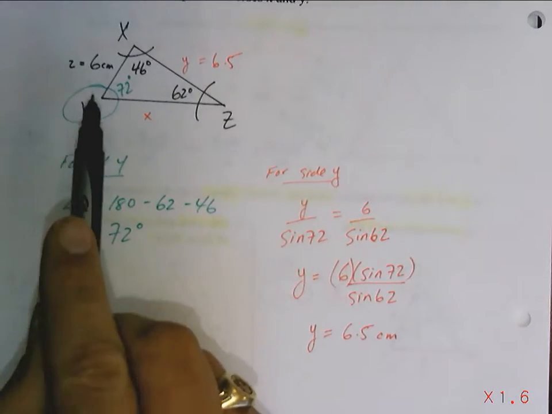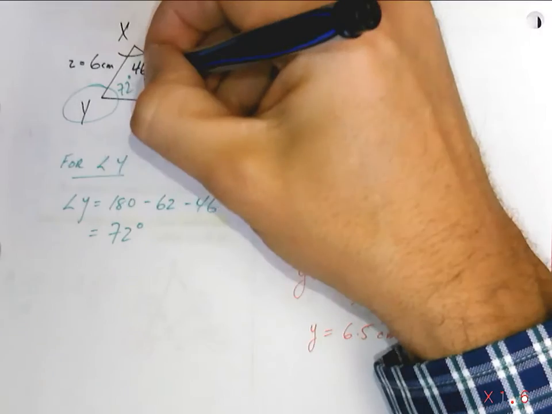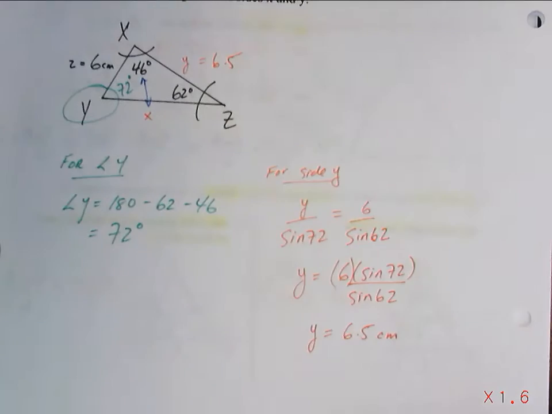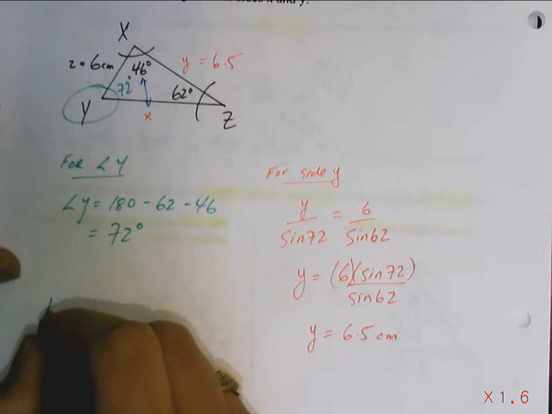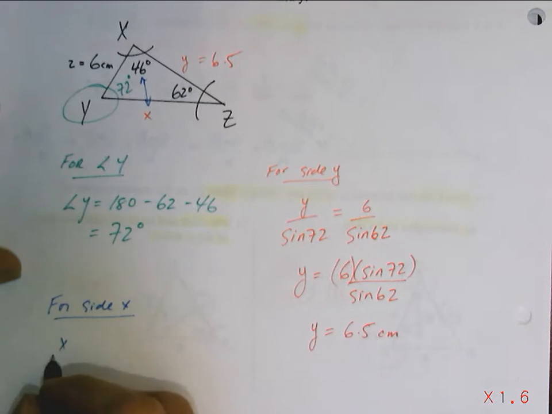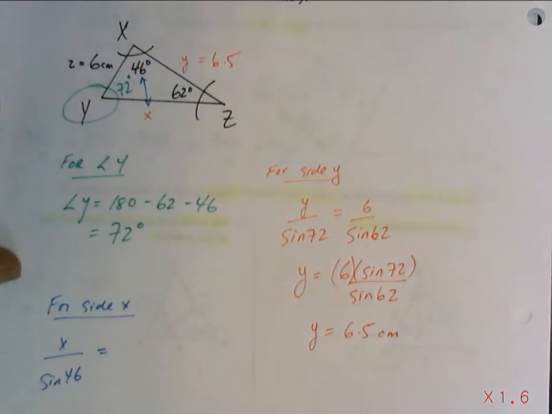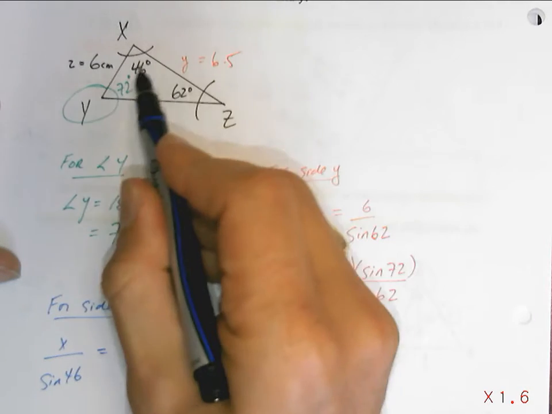Some kids are going to jump in and say use Pythagorean theorem. Well, they're going to be wrong because this is not a right angle triangle. So I think I can use the sine law again. I see a pattern here. Okay, and I can use any other ratio that I want. Now I used the 6 and the 62 last time. There's no problem in doing it again. For side x, I'm going to do x over sine of 46 equals 6 over sine of 62, or I could have done 6.5 over sine of 72.